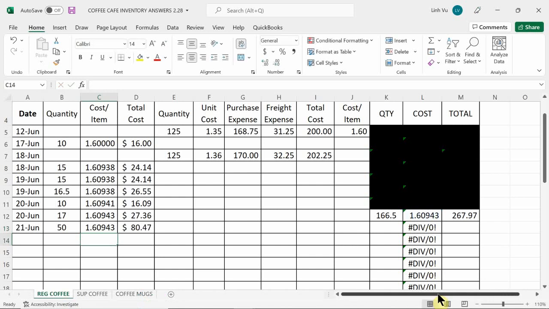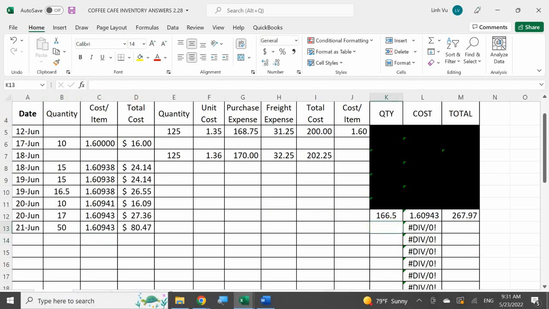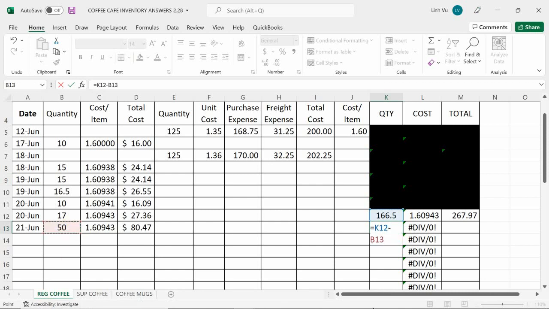Okay? So now I just press enter and it already calculated for me what 1.60943 times 50 pounds is going to equal. It equals $80.47. Now I sold this amount. So now I need to adjust my inventory because I no longer have 166 and a half pounds anymore, right? I ended up selling 50 of them. So after selling 50 pounds, how many pounds should I have left?